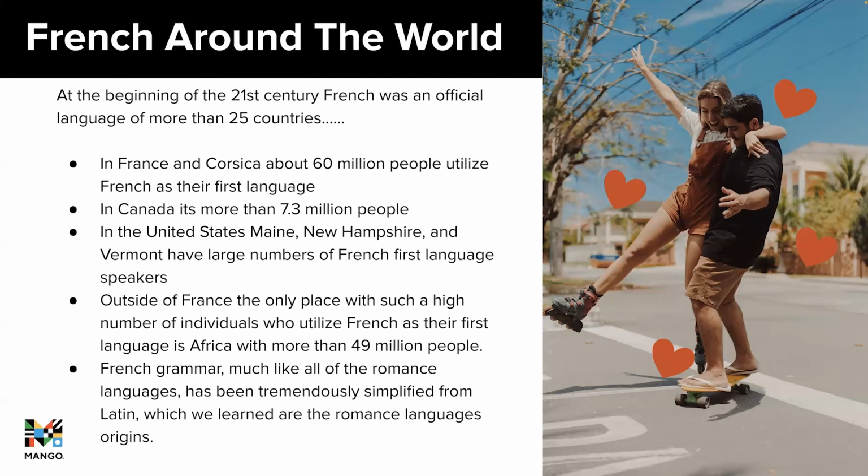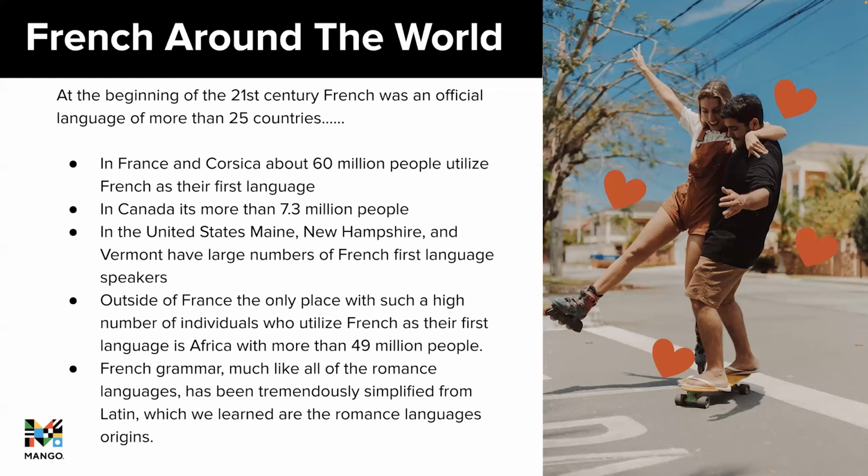At the beginning of the 21st century, French was an official language of more than 25 countries. Currently, in France and Corsica, about 60 million people use French as their first native language. And in Canada, it's more than 7.3 million people, largely within the Quebec area. Even here in the United States, we have quite a large population of first language French speakers in the Maine, New Hampshire, and Vermont area. Additionally, outside of France, the only place you're going to find such a high number of individuals who use French as their first language is Africa, where they have more than 49 million native French speakers.